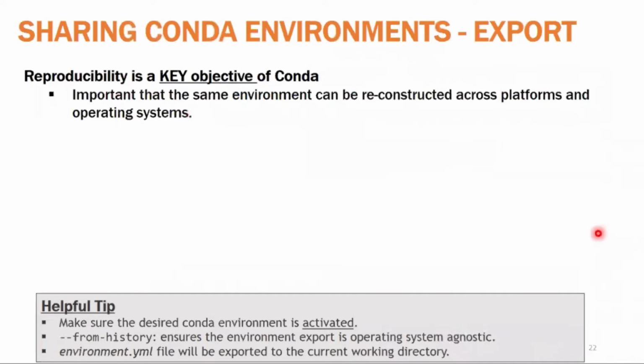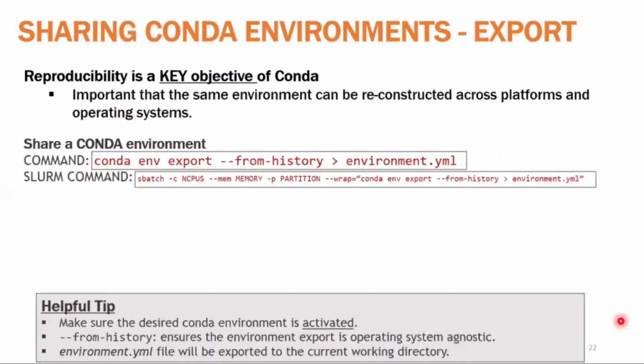Now, as I mentioned earlier, reproducibility is really a key objective of conda. So it's really important that we can reconstruct the same environment on a different computer and across operating systems without any issues. Sharing a project environment across platforms can be achieved using the export option to create an environment.yml file, which is essentially a configuration file that we can share with others that provides the necessary instructions for them to create a similar conda environment on their computer.